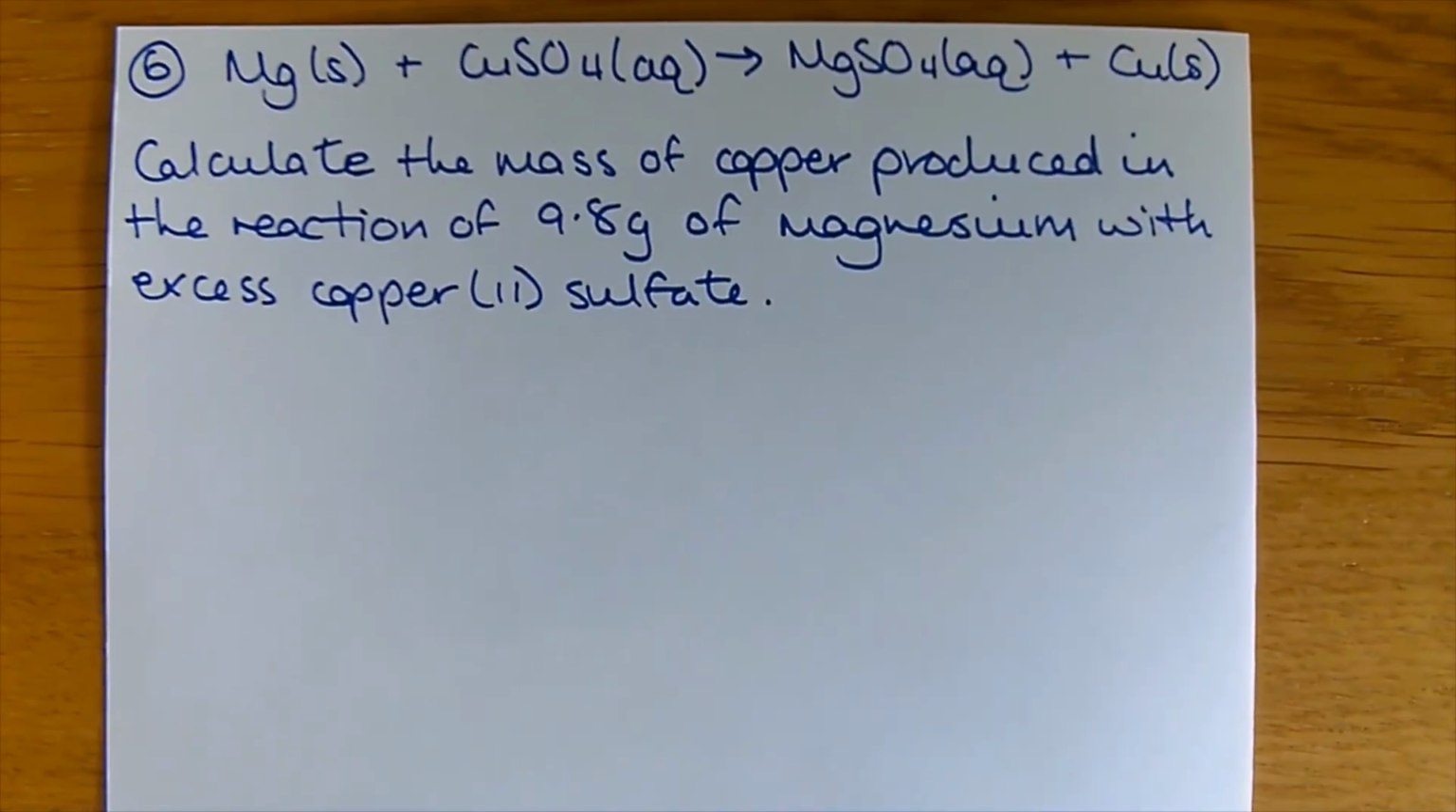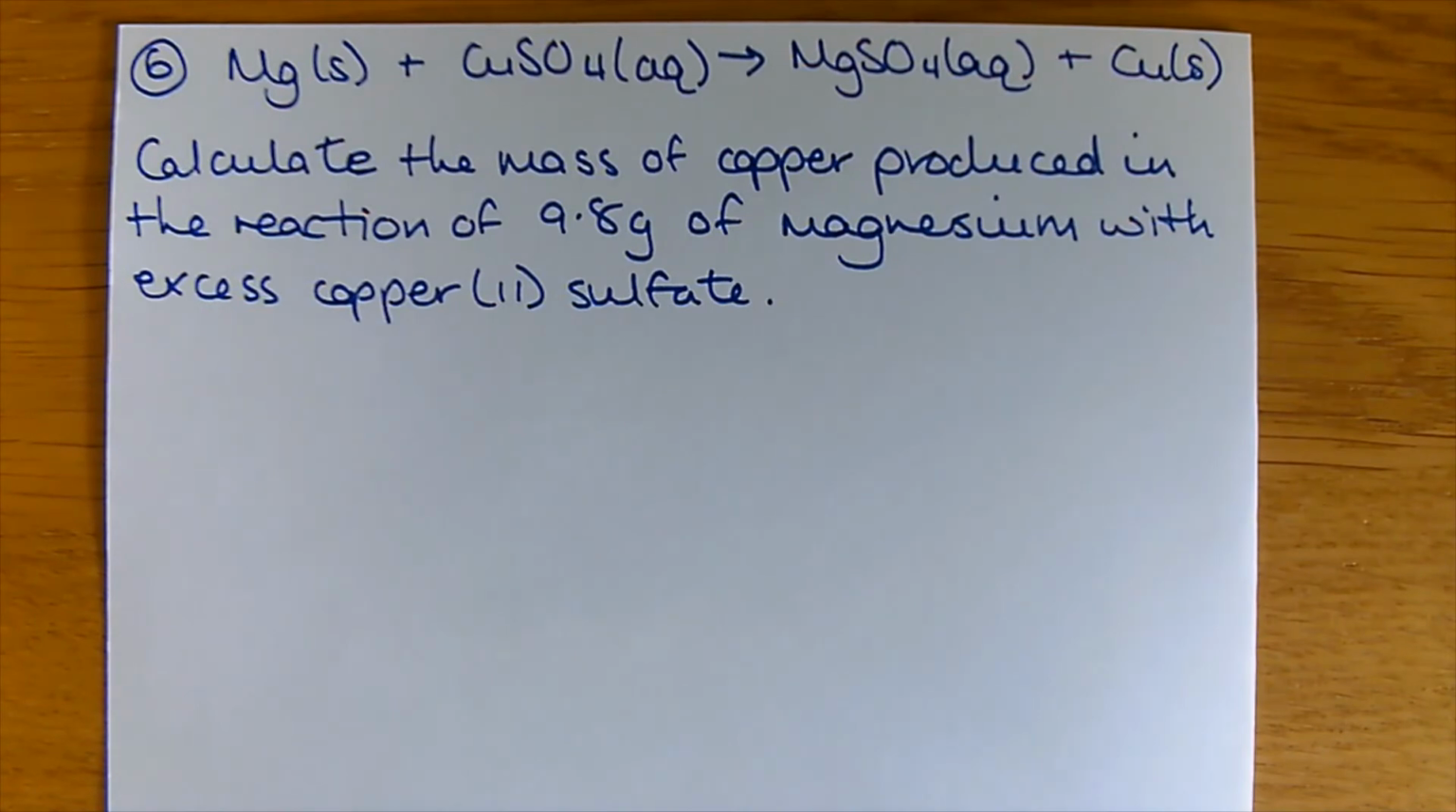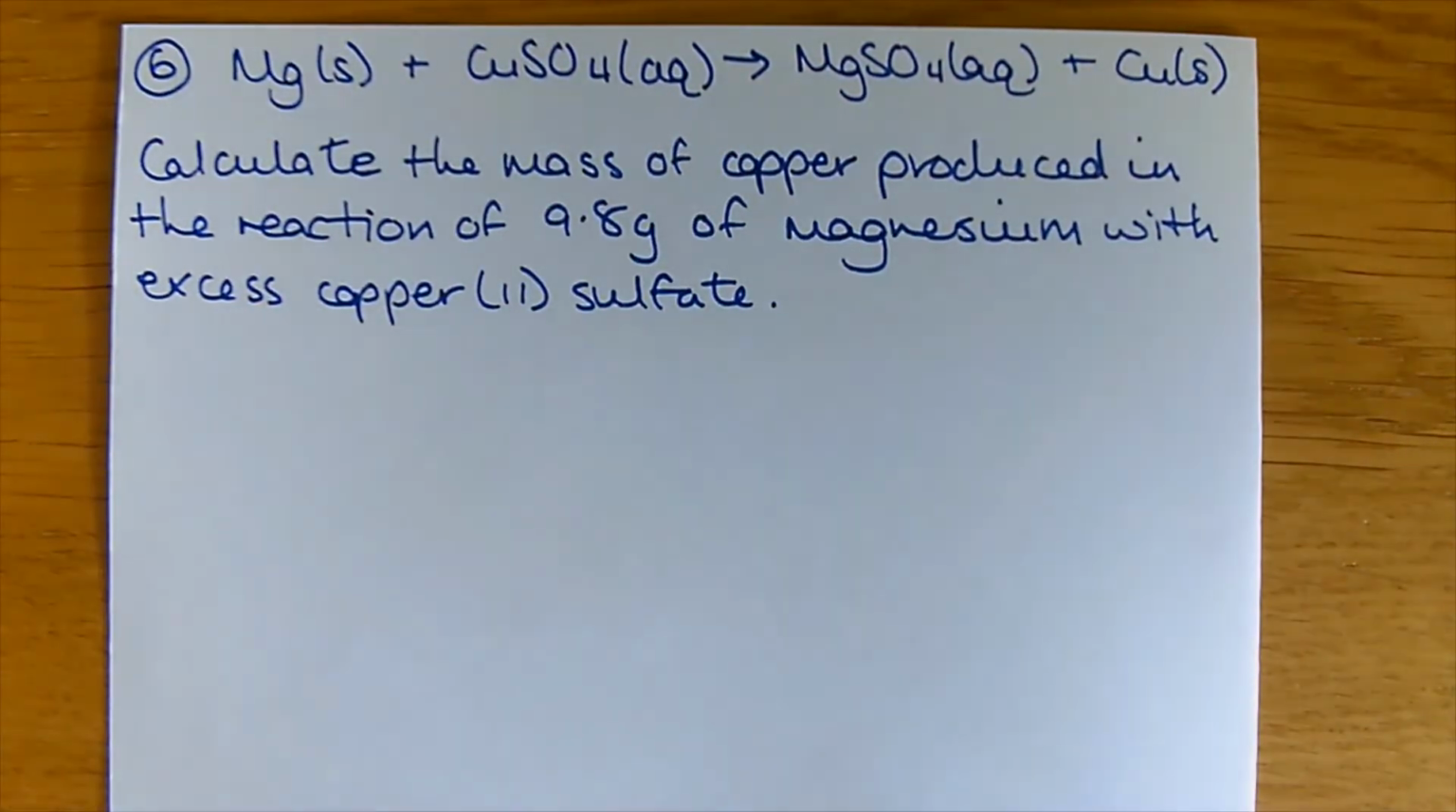And on to our final question for today. Calculate the mass of copper produced in the reaction of 9.8 grams of magnesium with excess copper sulfate. Remember, if it says excess, we're not interested in it. But first, let's see if it's balanced.